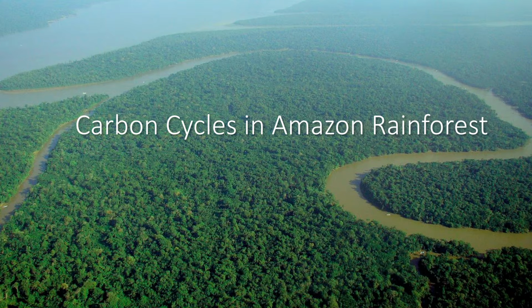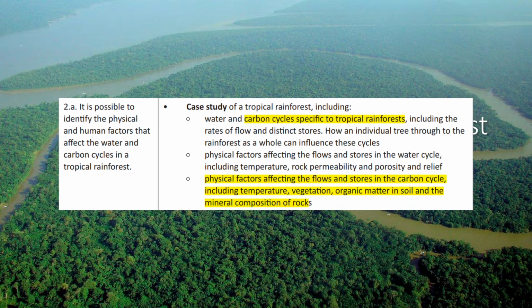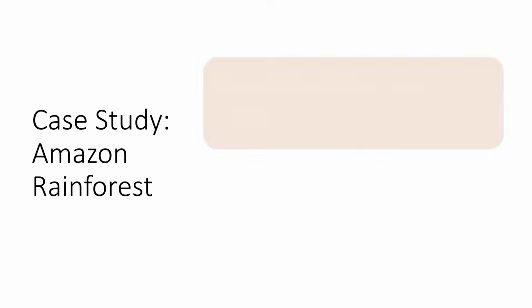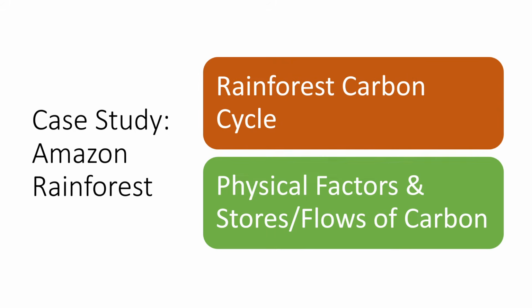In today's lesson, we're going to be looking at the carbon cycles in the Amazon rainforest. This is for the OCR A-Level Geography Spec 2.A, where we need to know how carbon interacts with the tropical rainforest. So the two areas we're going to look at today are the carbon cycle in the rainforest in general, but then also physical factors and how they affect stores and flows.